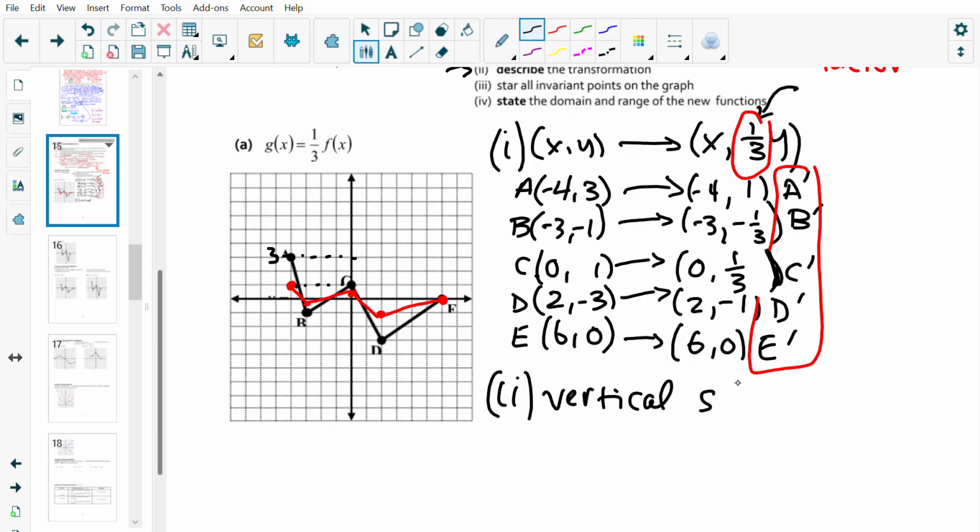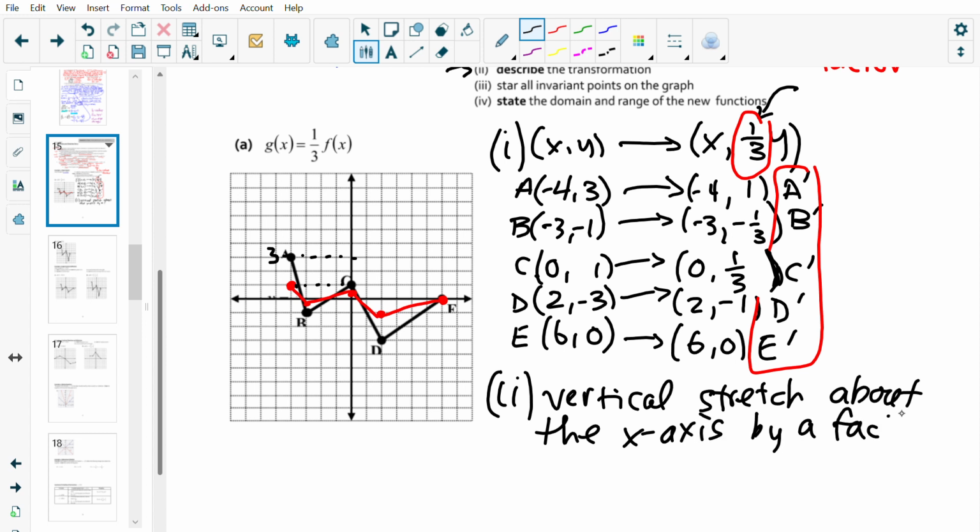This is a vertical stretch about the x-axis by a factor of a, which is equal to the absolute value of a, which is equal to the absolute value of 1/3. Here's 1/3, and that just equals 1/3.